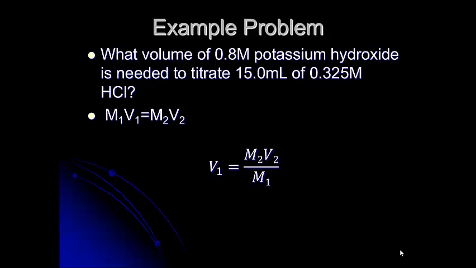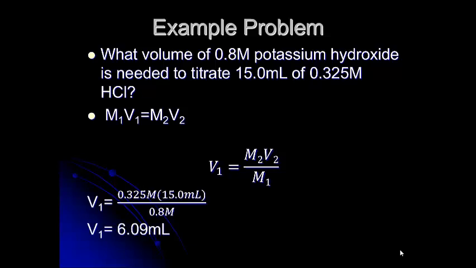So remember that the pairing of those numbers is really important, and you just want to be really careful about it. It doesn't matter if you call the right pair M1V1 or M2V2, you just want to be sure that they're paired together. And when you plug that into the equation, you get this, and when you plug that into your calculator, you should get 6.09 milliliters. All right, let's go through a couple more.